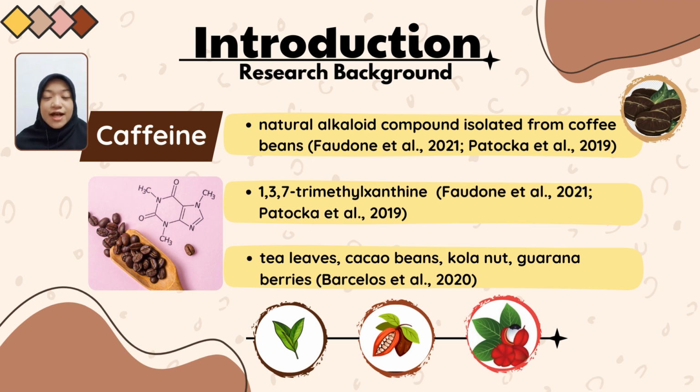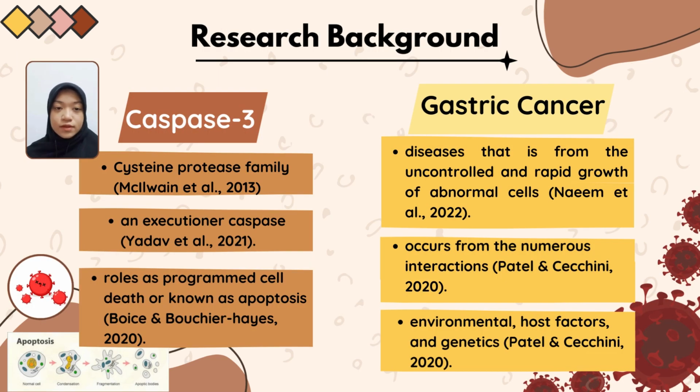Caffeine is a natural alkaloid compound isolated from coffee beans and chemically known as 1,3,7-trimethylxanthine. Caffeine can be naturally found in various plants such as tea leaves, cocoa beans, kola nuts, guarana berries, and many more. It functions as a stimulant to increase the activity of the central nervous system. Caffeine has anti-cancer properties that can activate the caspase pathway that leads to apoptosis.